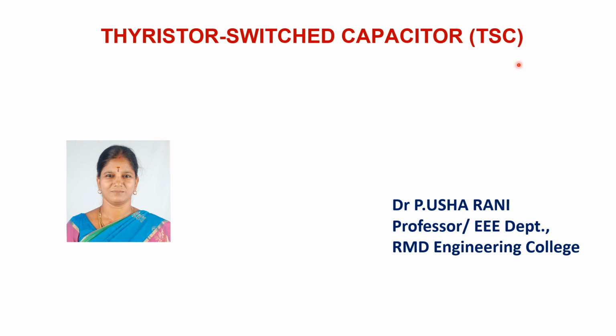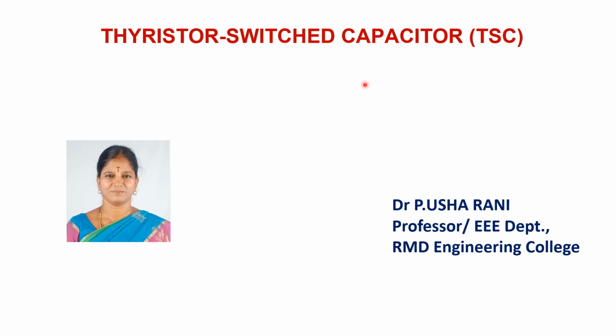For this purpose, two devices are used. One is the thyristor-switched capacitor, another is the thyristor-switched reactor. The thyristor-switched reactor absorbs reactive power, whereas the thyristor-switched capacitor supplies or generates reactive power.